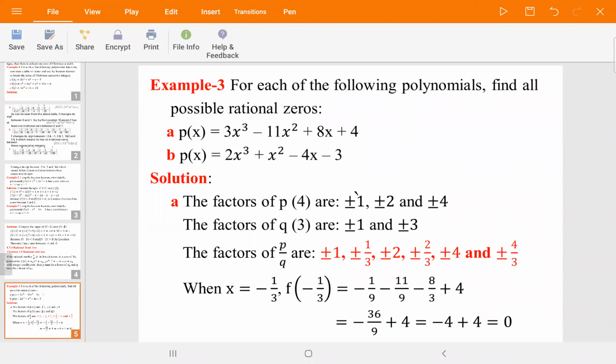Now we are not going to think about solving this problem in the set of real numbers. If this polynomial has any rational zero, it must be among these 12 numbers.